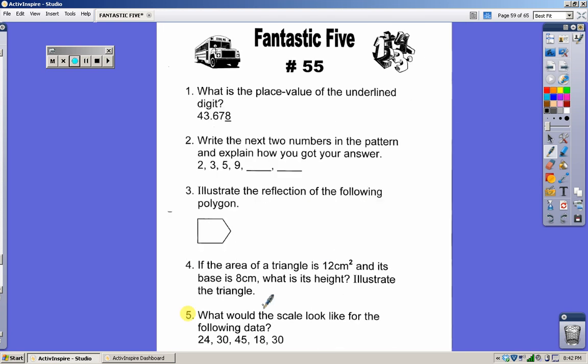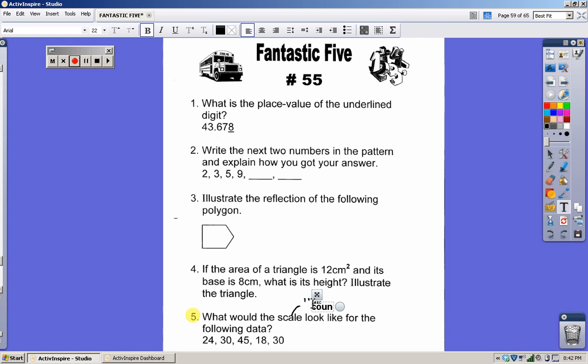For number 5, what would the scale look like if you were to graph that following group of data? I would count by tens. Scale indicates basically what you're counting by. And I think that the best way to use this data would be to count by tens, to go from 0, always from 0 in a graph, to 5, to 10, 15, 20, 25, 30, 35, and 40, and then 45.